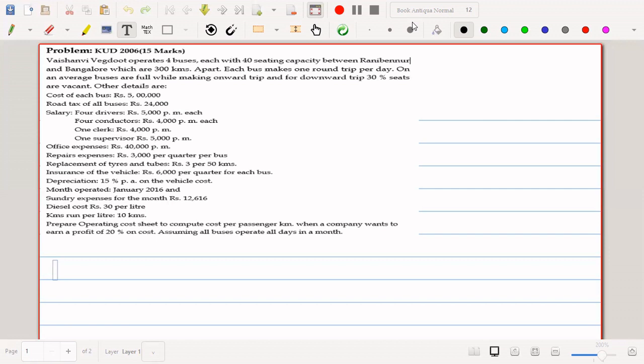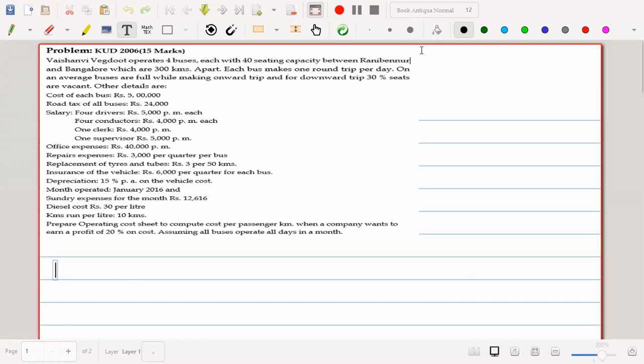When a company wants to earn a profit of 20% on cost, assuming all buses operate all days in a month. So first let us calculate passenger kilometers, and then we'll go on doing working notes one by one, and then finally we'll prepare the operating cost sheet. First let's do all the working notes one by one here.